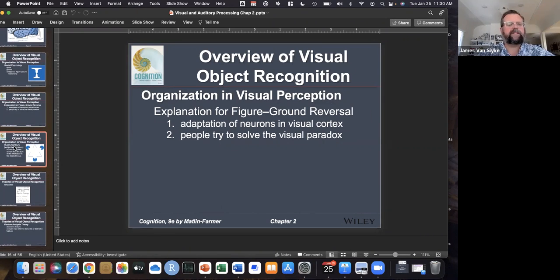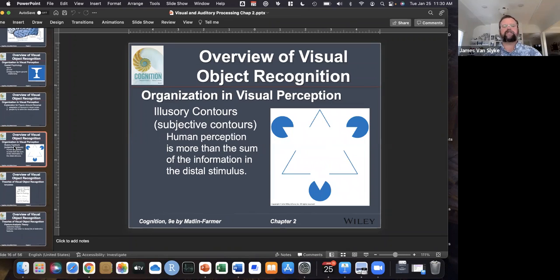Now, the other thing that we see in terms of a Gestalt is what are called illusory contours. Illusory contours. This is where we will see lines or see the contour of something that isn't actually there. It's the way in which our own visual perception fills in certain kinds of missing information to make sense of what it is that we're actually looking at.